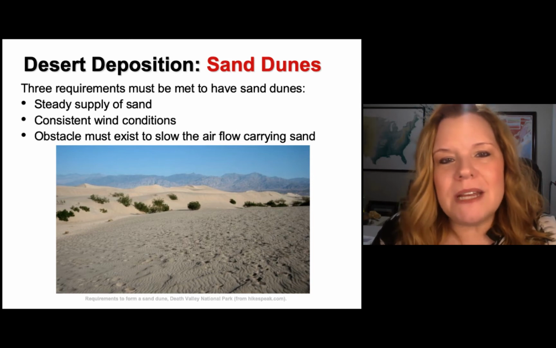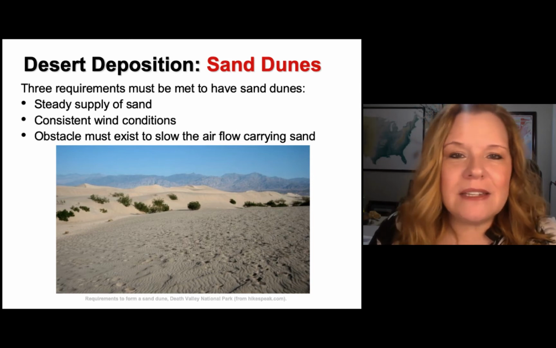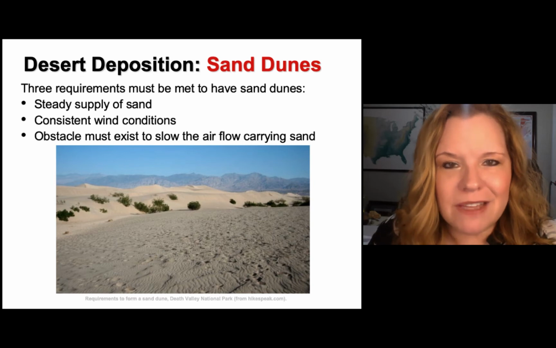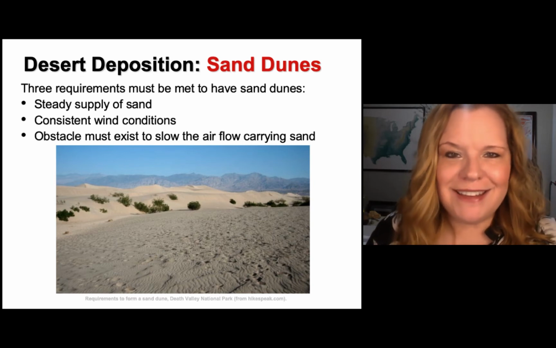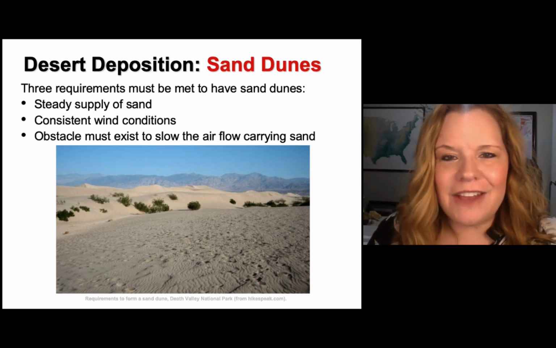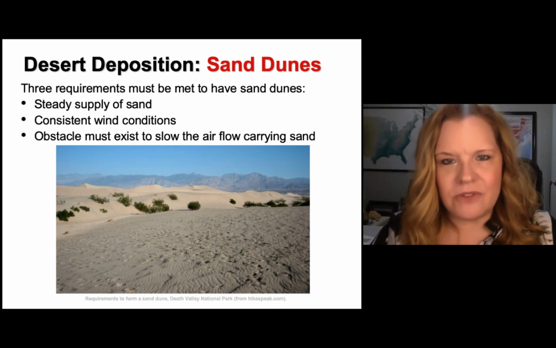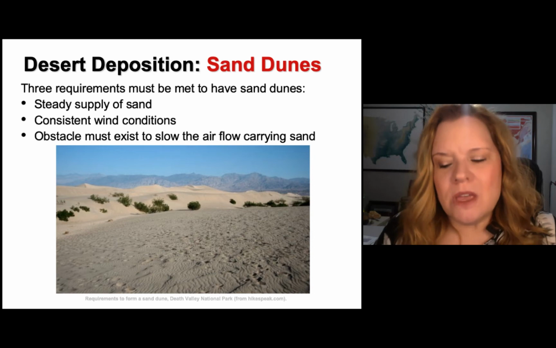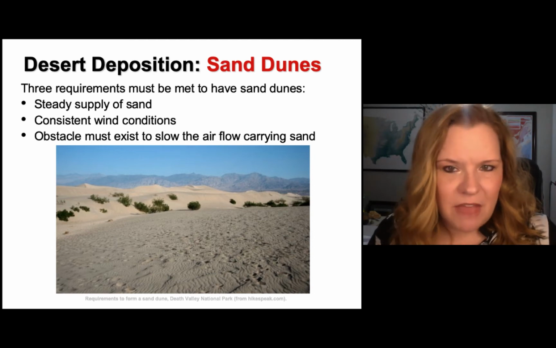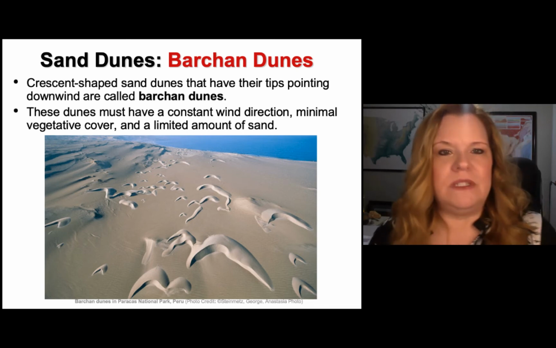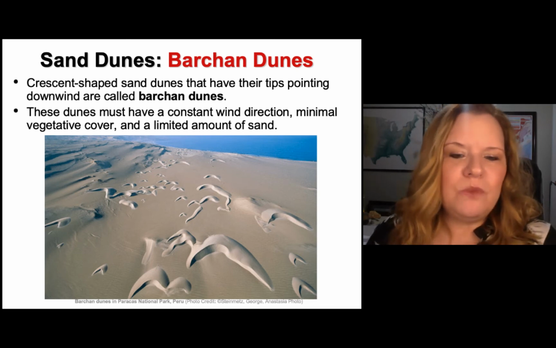And there must be an obstacle that slows down the flow of the air. That could be a rock, that could be a mountain, that could be a car out in the desert, that could be a fence, it could be anything, right? A tree. And it just stops the flow or retards it and allows the sand to drop out. So thinking about that, there are a variety of different sand dunes, and we're going to learn about each one.